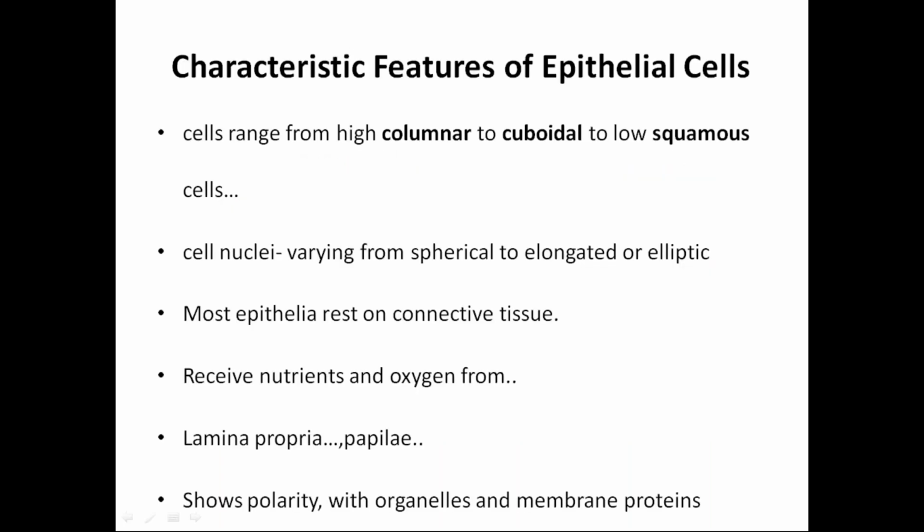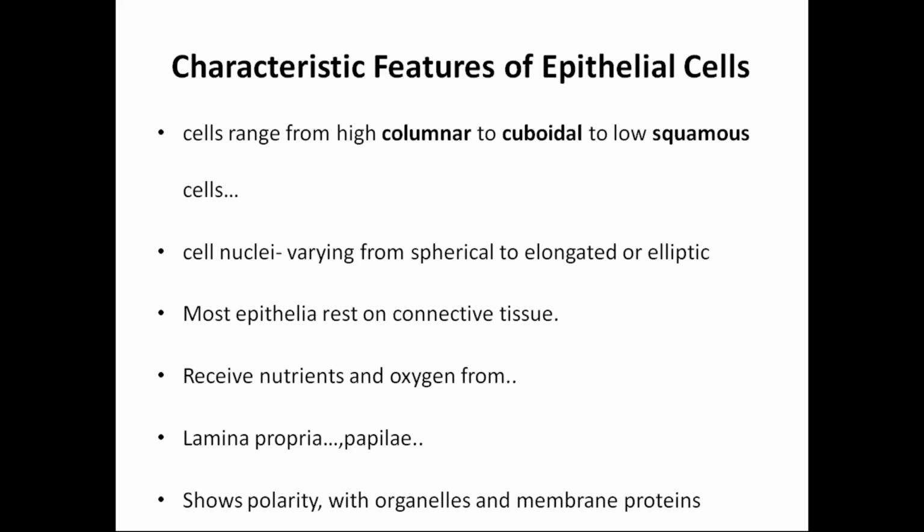So the characteristic feature of epithelial cells, individual cells: cells range from high columnar to cuboidal and low squamous cells. So already I have shown here the cuboidal cells and squamous cells that lie in the capillaries, and cuboidal cells and columnar cells. The nucleus of the columnar cell is elongated and the height of the cell is more than the width. And in the case of cuboidal cell, all are the same, but in the case of squamous cell, the cell is more flat than the width. So each cell is united together, and the cell nucleus also varies from spherical to elongated or elliptical.